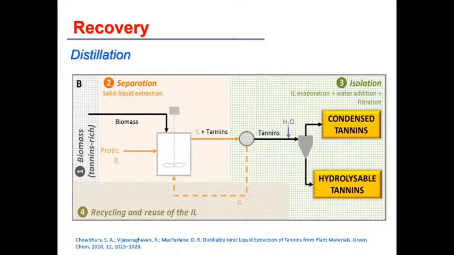Distillation, we have two types of distillation. Here, you can think about distillation of ionic liquid. We have biomass, a protic ionic liquid, extraction of tannins, and then we distill the ionic liquid. And then you can use an antisolvent here to precipitate and selectively separate the types of tannins. Tannins are a type of polyphenols, polymers, polycatechins or polyphenolic acids, there are some types. But to make it easy, you can think about polymers of polyphenols.